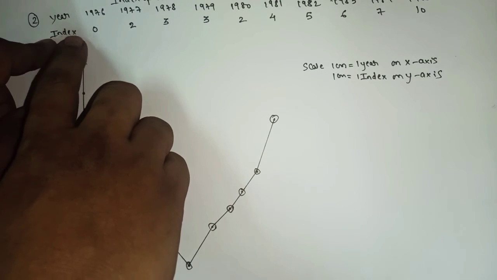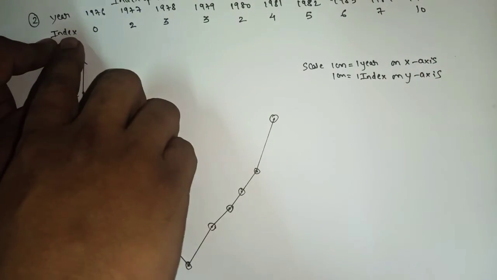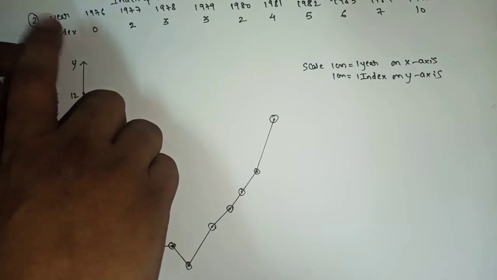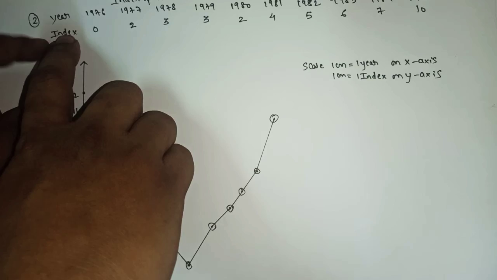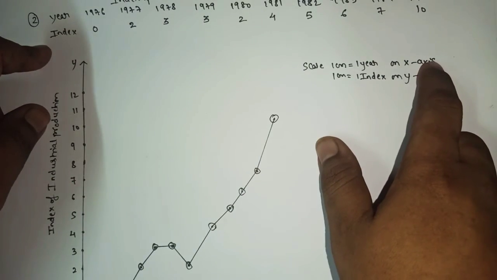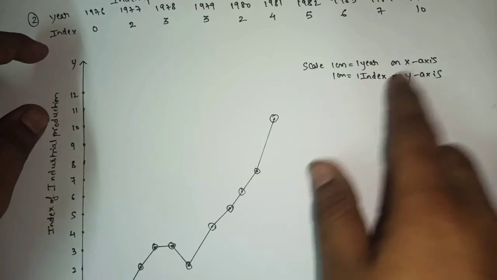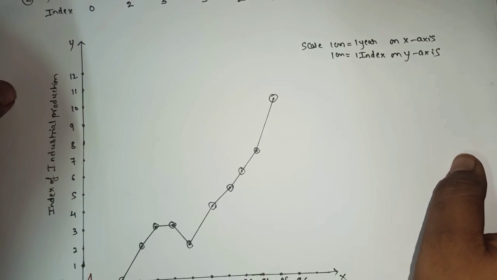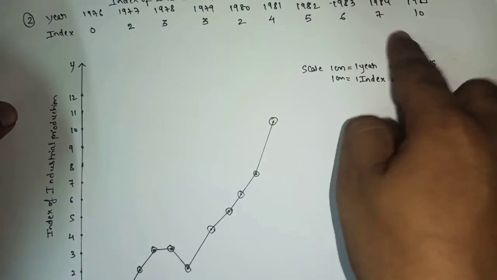If the given production is in centimeters, you will write centimeter. If it is in meters, you will write meter. If it is in rupees, you will write rupees. Now for this sum, here it is index, so we'll write index, or else you can write 1 unit also.